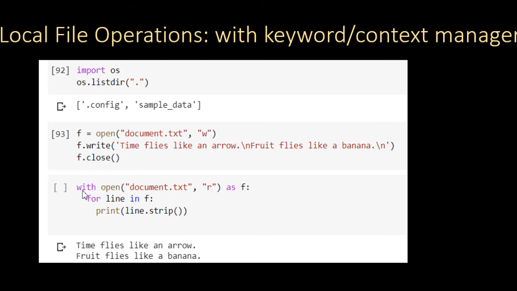Instead, you could use the with keyword as a context manager. When you open a file, you can get rid of the carriage return at the end of the lines and bring it to the screen.